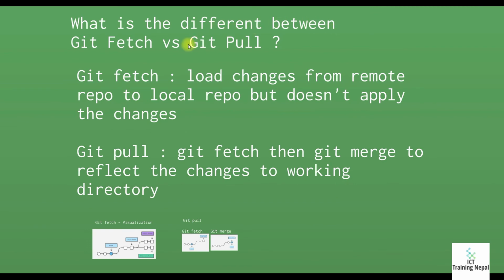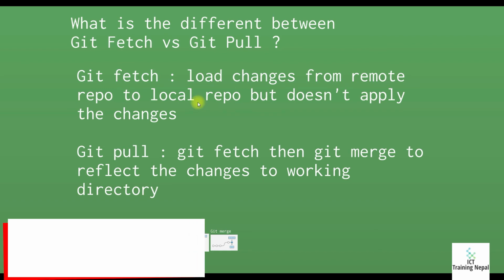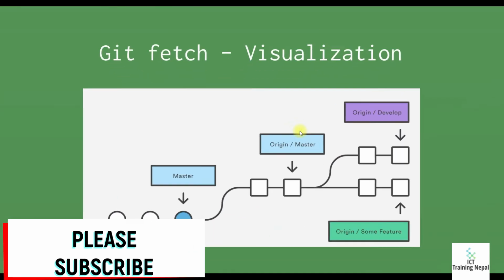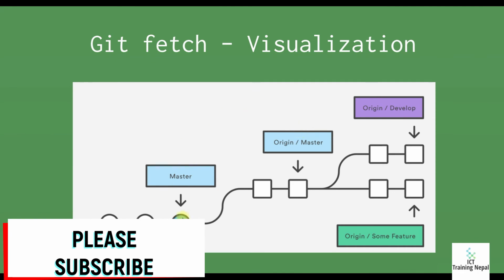So what is the difference between git fetch and git pull? Git fetch loads the changes from the remote repo to the local repo but doesn't apply the changes. Git pull means it fetches, then git merges to reflect and change it in the working directory. So if we say fetch, and you have previous code, it will only load but doesn't apply the changes. But if we say git pull, it will merge and apply the changes. So here is the visualization.